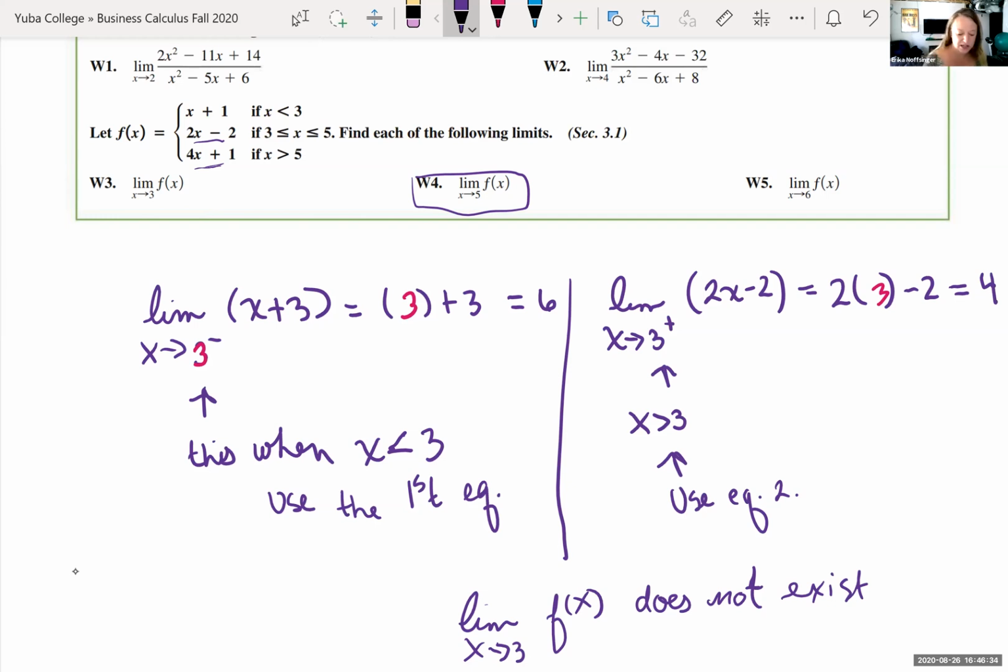And for the last one, let me give you a heads up on that too. It says x is going to 6. Notice that 6 is not one of the endpoint values of our inequalities, so x equals 6 would be just the fourth equation. When you're looking at that on the left and the right, you're still using that equation, and then see if the limit exists there. I'll leave it like that.